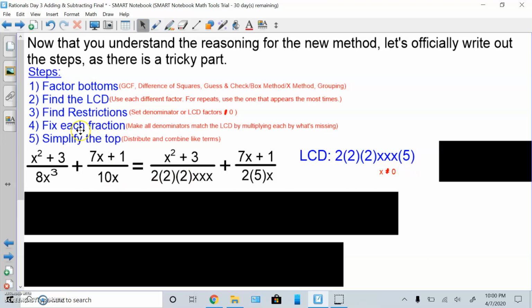So step 3 or 4 is to fix each fraction. Multiply all the denominators to match the LCD by multiplying what's missing. So the first one has 6 things. There's 7 things.